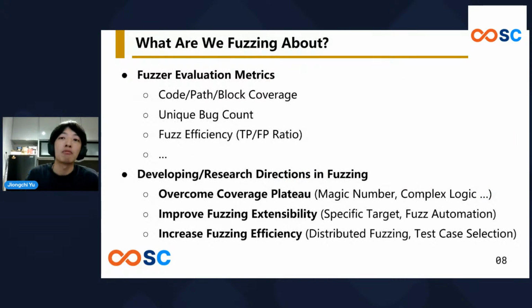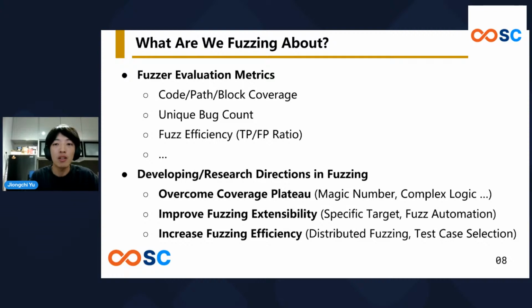When we are fuzzing our software, what do we care about? There are several evaluation metrics for fuzzers, for example, code coverage, how many unique bugs are found, and fuzzing efficiency, including the true positive and false positive ratios.